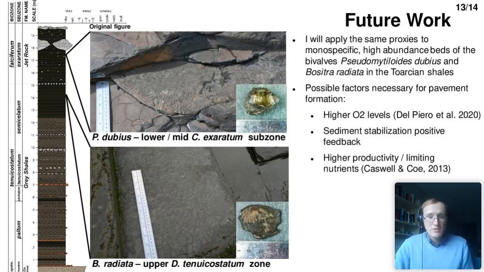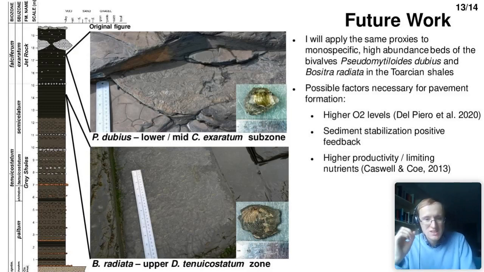There's also this idea of a sediment stabilization positive feedback. If you get some of these thin bivalves forming on the sediment surface, they can start to grow and harden the sediment surface, which allows more to become established, and you get a positive feedback of sediment stabilization, allowing this pavement, for lack of a better term, to become established.